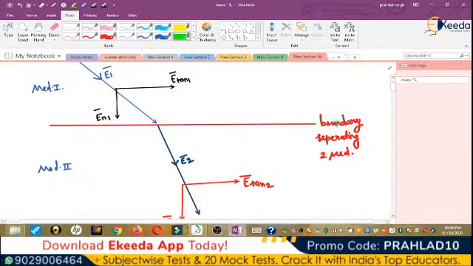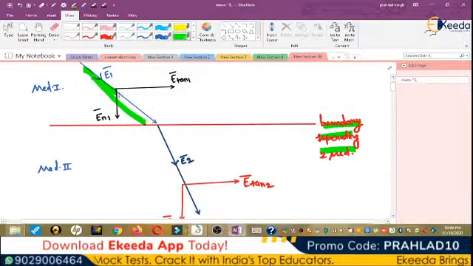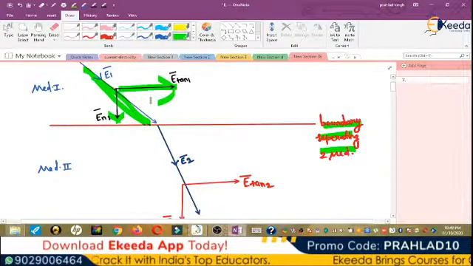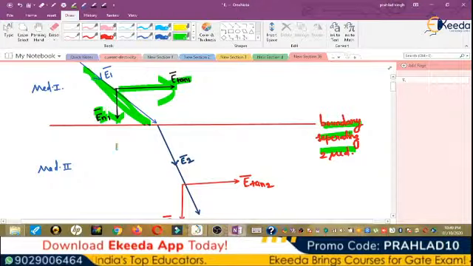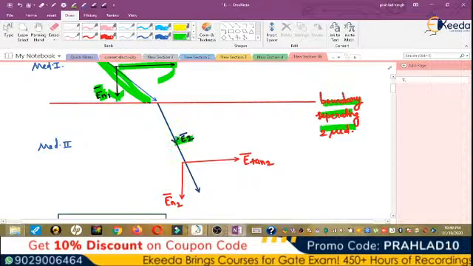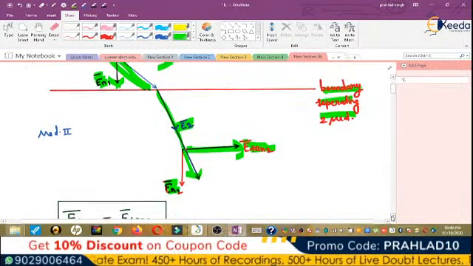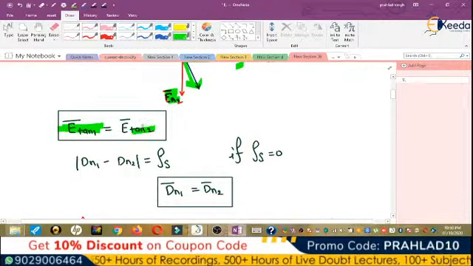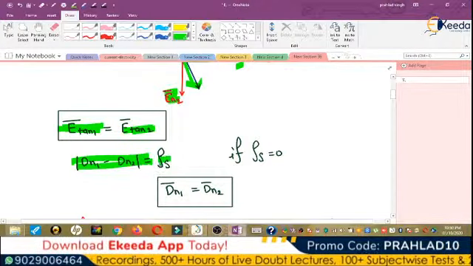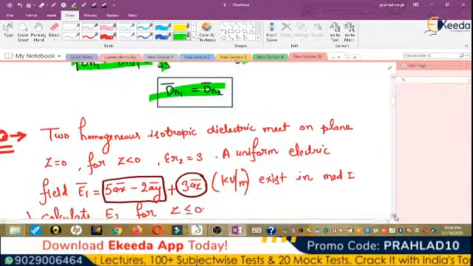Okay, so this is basically the boundary separating the two mediums, and this is the E1 electric field, which can be resolved into two components, E t1 and En1. And this is the electric field in medium number 2, which can also be resolved into the two components Et2 and En2. So boundary conditions are Et1 is equal to Et2 and mod of dN1 minus dN2 is equal to rho s. If rho s is 0, then dN1 is equal to dN2.